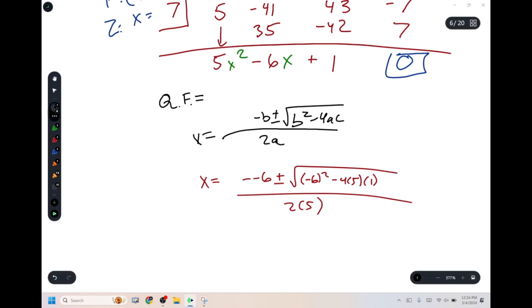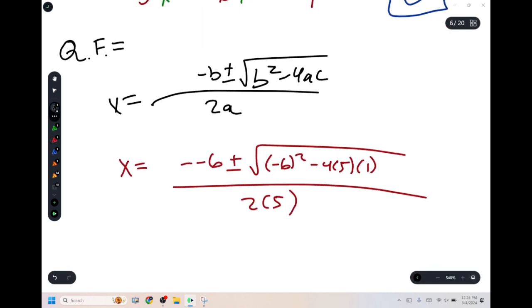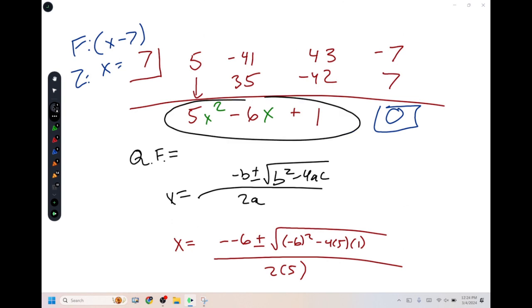What are you confused by? What are we trying to find? Zeros? Oh, so we're doing it in an easier way, not testing out all the possibles? Yeah, I'm taking a little shortcut there.